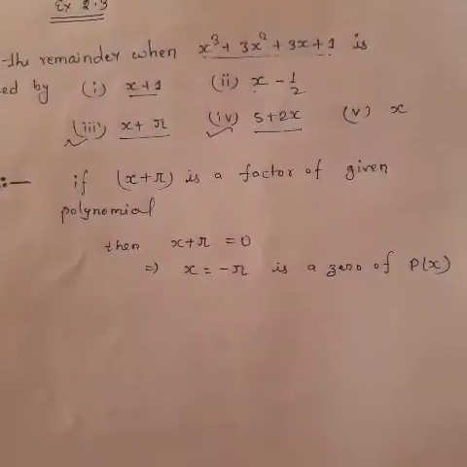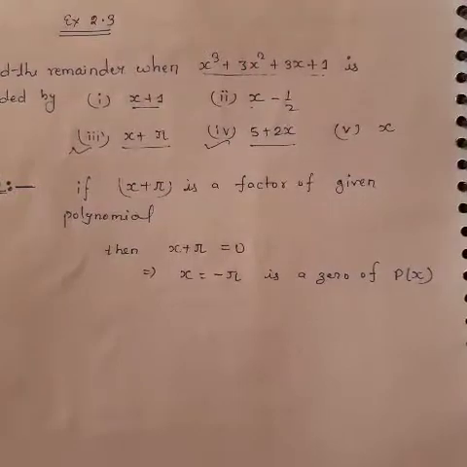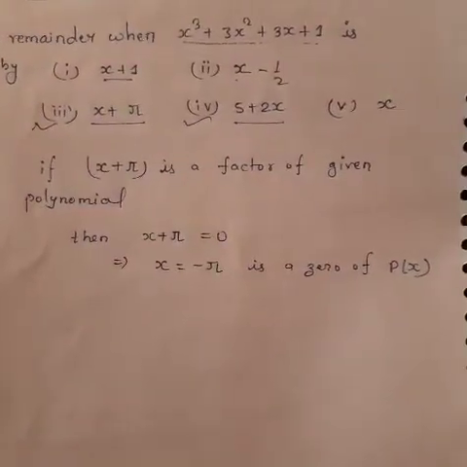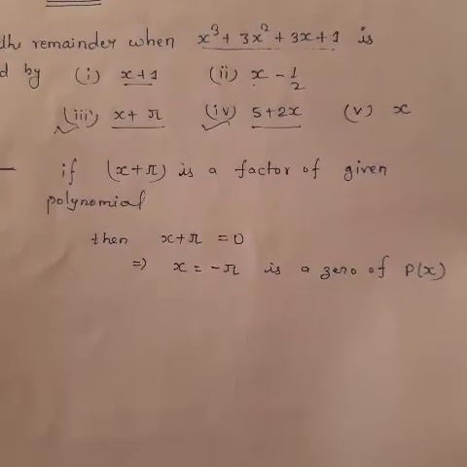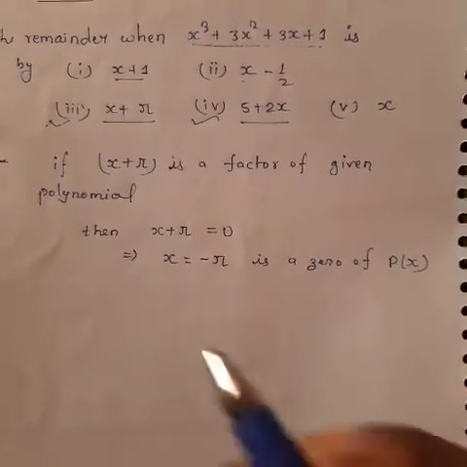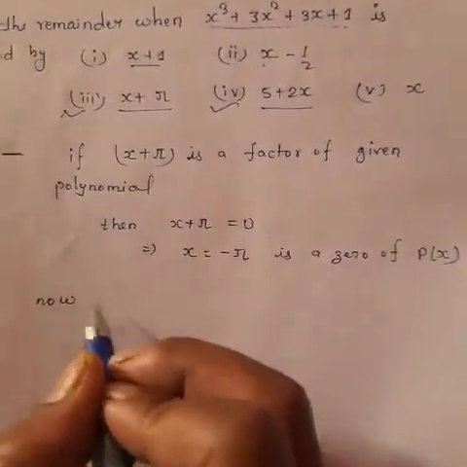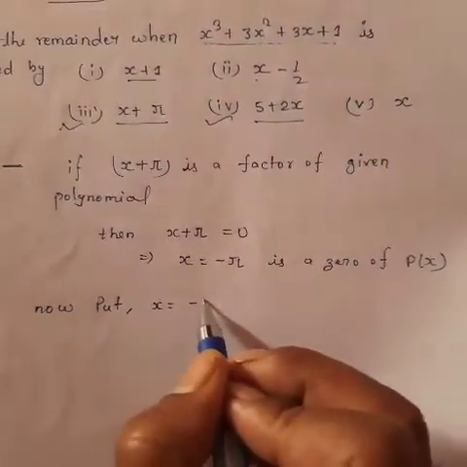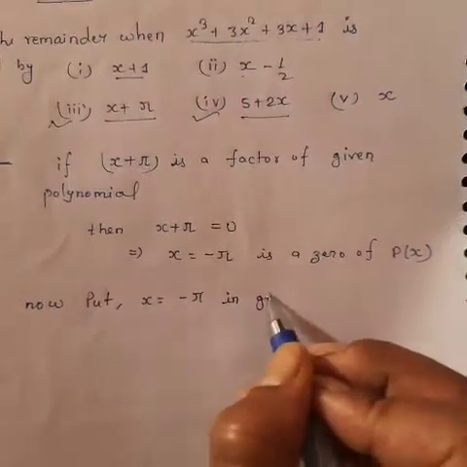So we will put this value in the given polynomial, and if we find the solution 0, it means the remainder is 0. So whatever we find, that is the remainder. Now put x equals minus pi in the given polynomial.